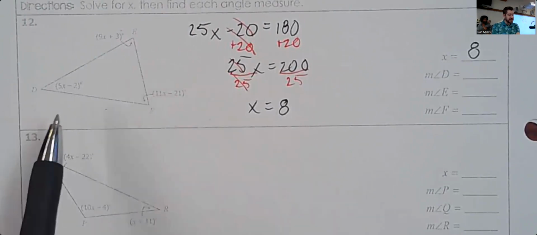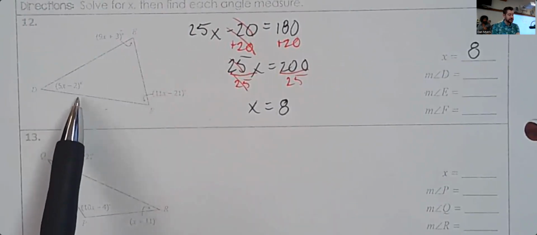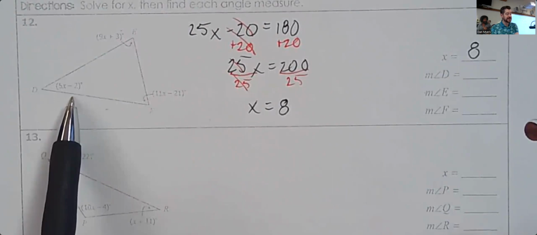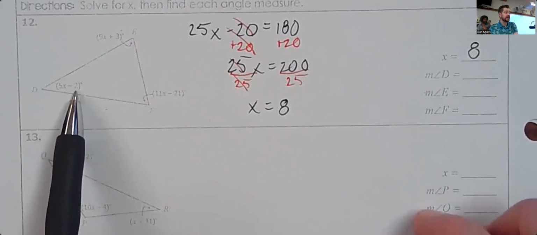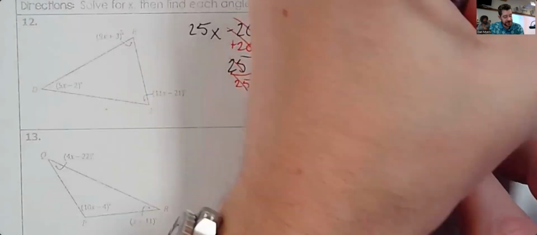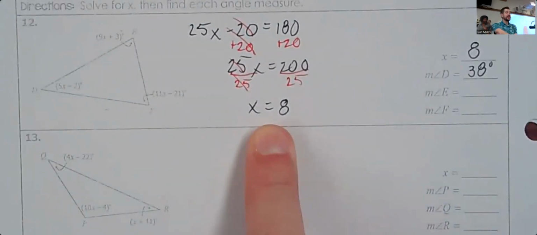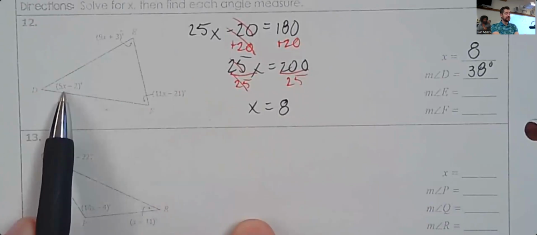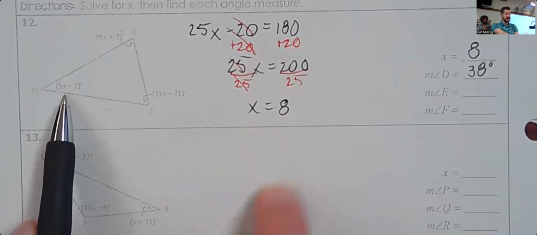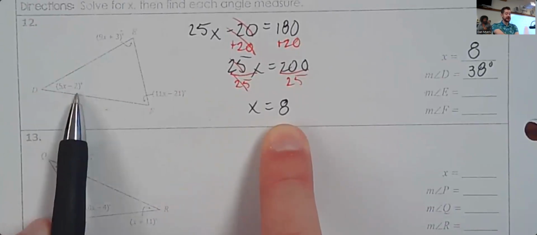So let's see, angle D would be what? How many degrees? 38. Yeah, 8 times 5 is 40, 40 minus 2 is 38. So angle D is 38 degrees. We have 8 for x, so just take x and plug it in to here. 5 times 8, x is 8, so 5 times 8 is 40. 40 minus 2 is 38.